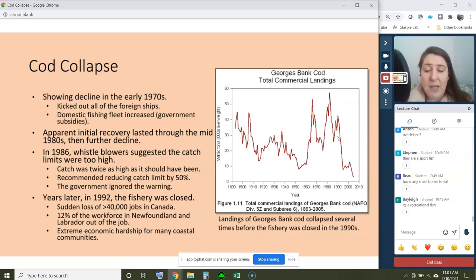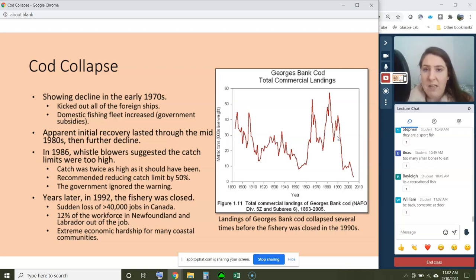And several years later, in 1992, the fishery was suddenly and abruptly closed. There was a sudden loss of over 40,000 jobs in Canada, and this accounted for 12% of the workforce in Newfoundland and Labrador, in those regions. That's a huge amount of the workforce.